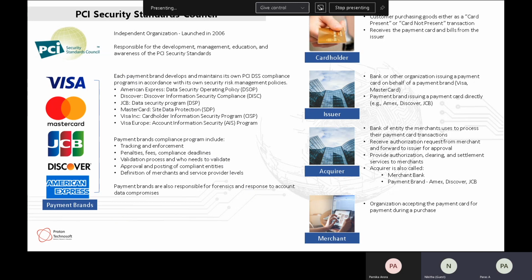Then we have merchants, and merchants are the business entities, like we talked about Amazon, Triveni Jewels, and so on. So they are the merchants who accept the payment card for the payment during a purchase.